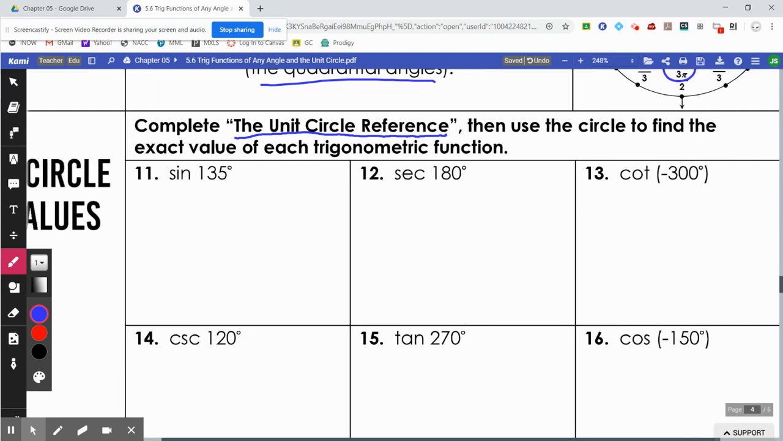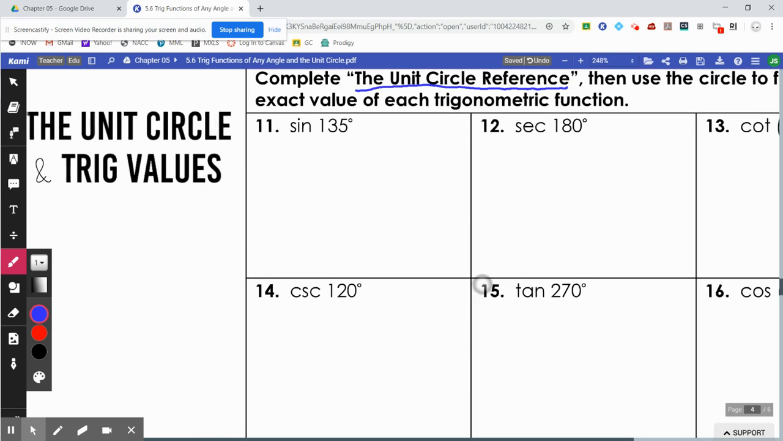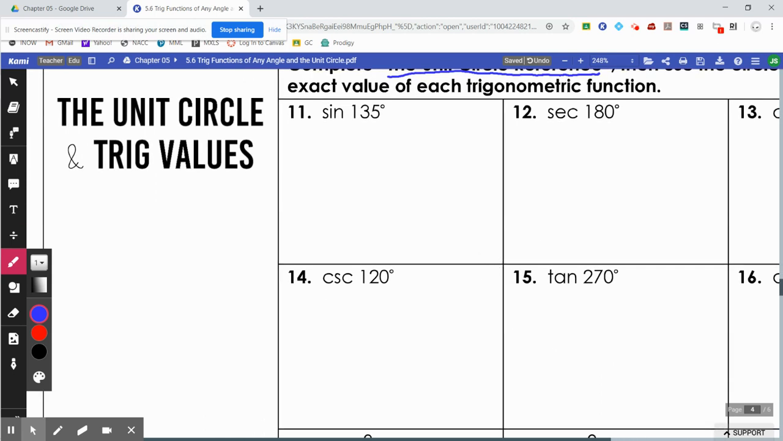So I'm going to use the circle to find the exact values of each of the trig functions. So here's how we're going to do that. Again, we can simply say, okay, to find the sine of 135 now. We can use our unit circle if we'd like, but that's going to be a y value on our unit circle at 135. So we're going to sketch out 135.